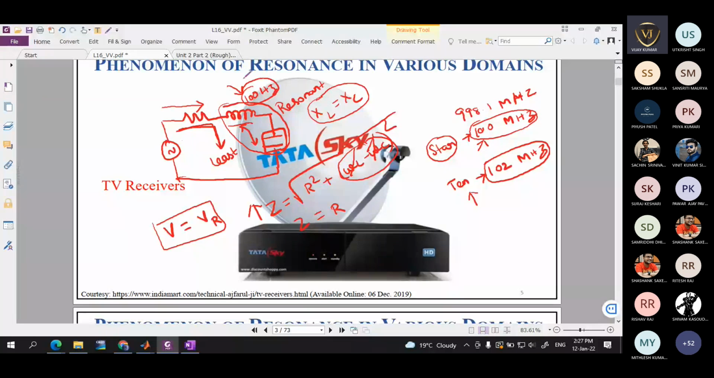Suppose you are having 150 hertz, then you will have some finite impedance value, and because of that, the complete signal cannot be transferred from the source to this side. This is the application. You can call this tuning. You can tune a particular frequency based on these series RLC circuits.